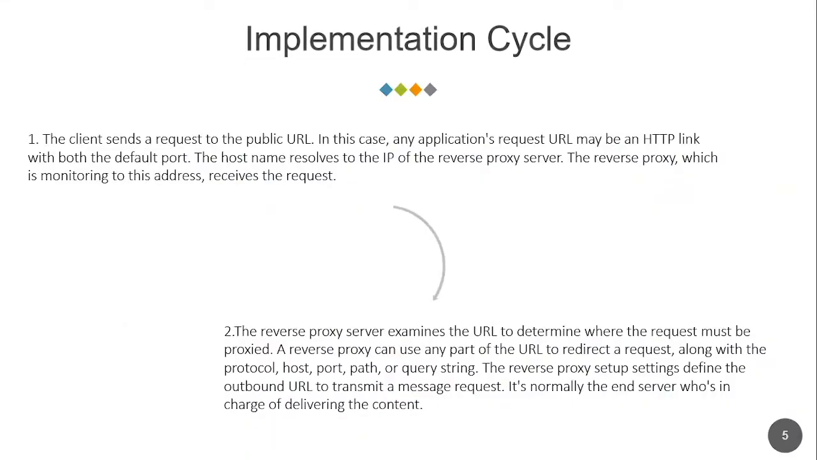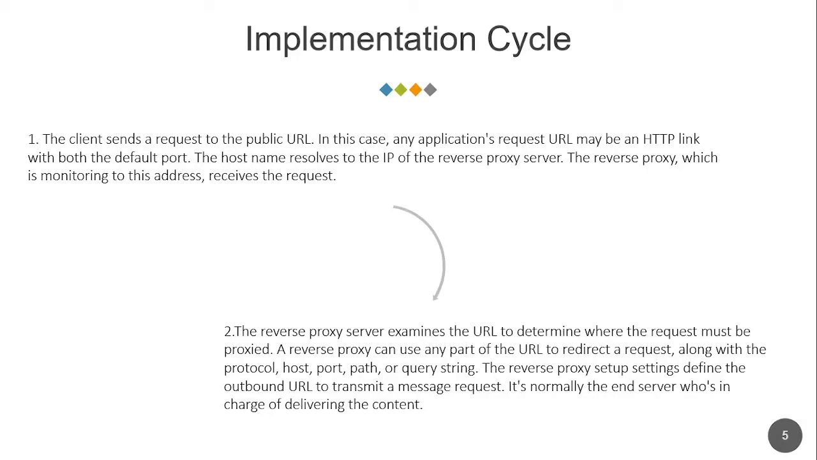Coming to the implementation cycle, the client sends a request to the public URL. In this case, the application request URL may be a hyperlink, that is an HTTP link with the default port. The host resolves the IP of the reverse proxy server. The reverse proxy server, which is monitoring this address, receives the request.